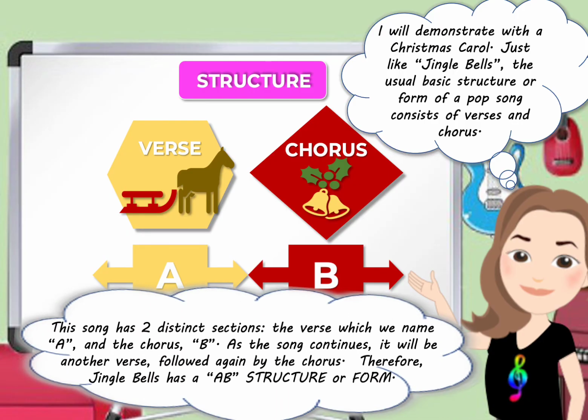This song has 2 distinct sections, the verse which we name A, and the chorus B. As the song continues, it will be another verse, followed again by the chorus. Therefore, Jingle Bells has an A-B structure, or form.